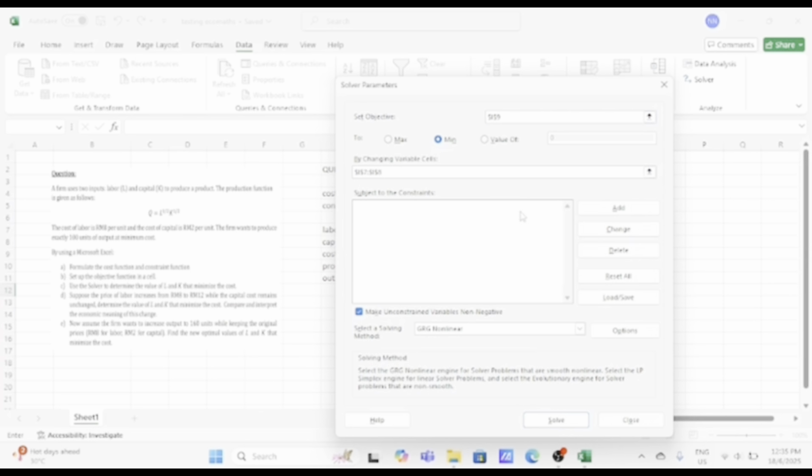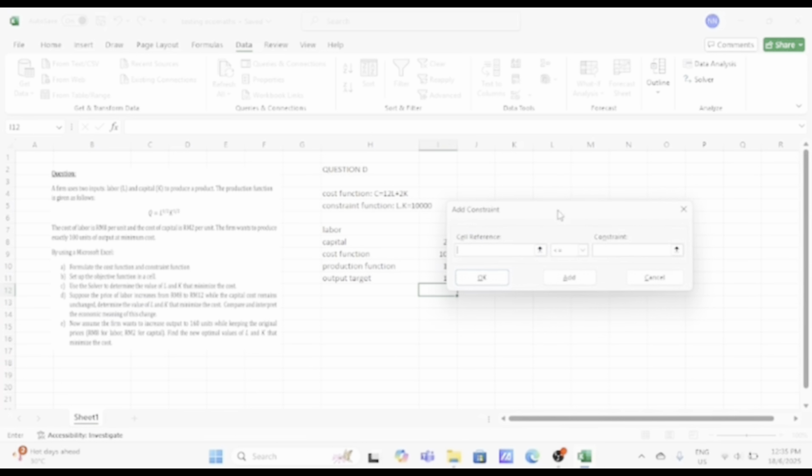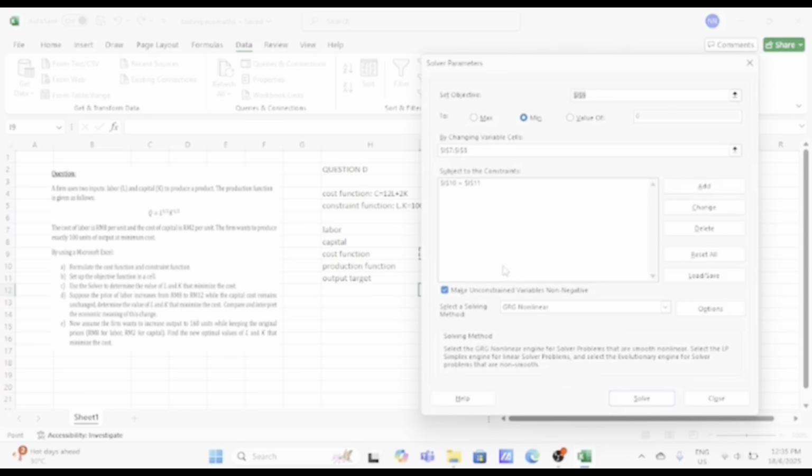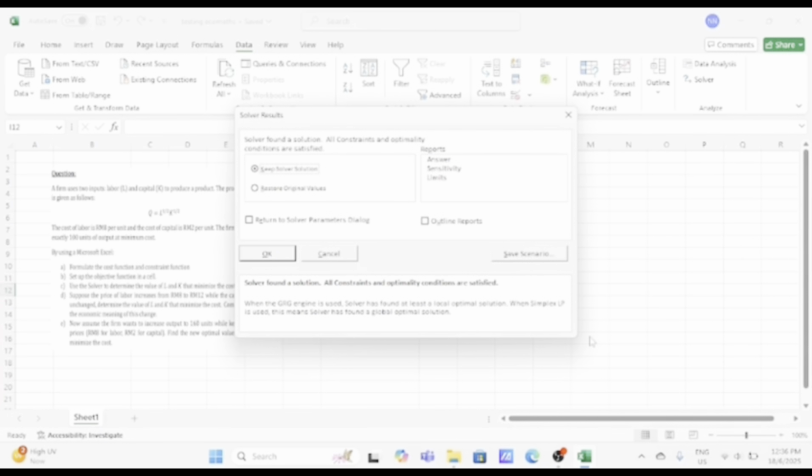For this part we need to click add, and for cell reference we click the production function, and this part must be equals, and for constraint we click the output target. Click OK. Once this part has been filled in, we make sure that this box is ticked and GRG non-linear is chosen, and we click solve. Then we just click OK.